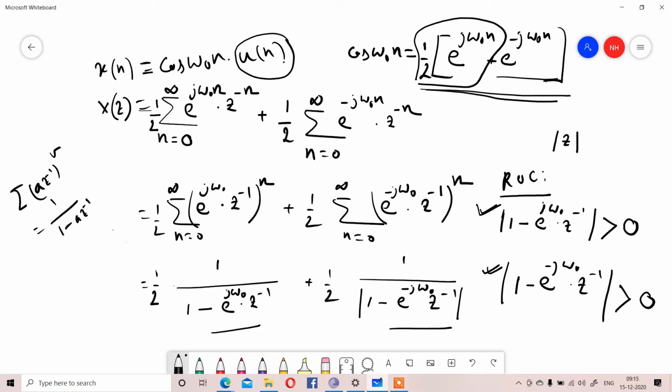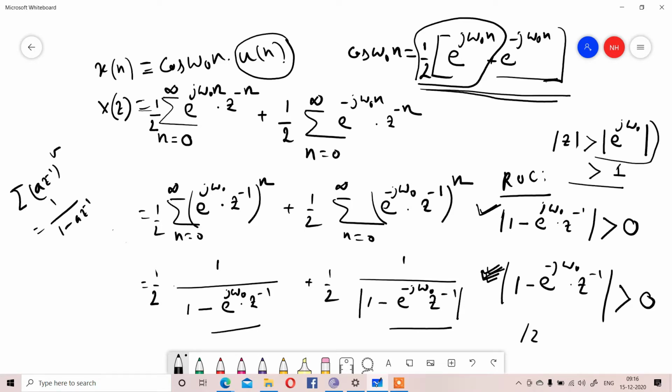I think mod z will be less than mod of e to the power jω₀. And already I have told you that mod of e to the power jω₀ is 1. Mod means the real value, not the complex value. The real value of e to the power jω₀ is 1. So mod z will be less than 1. You can check it. For this case also, you will get the same value.